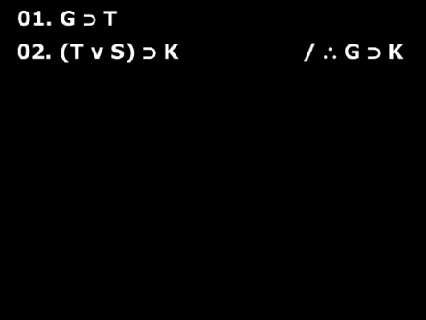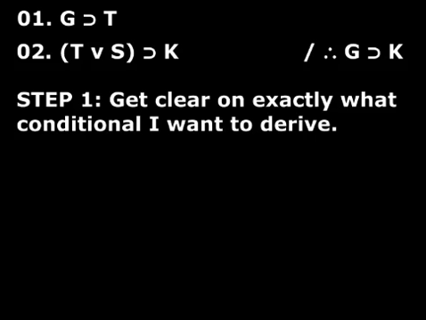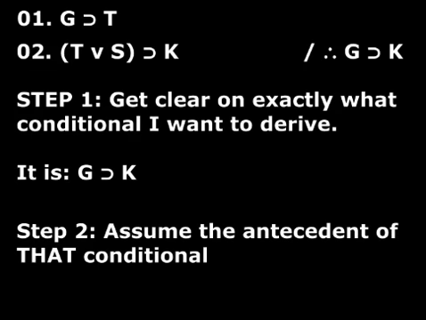Okay, so now I'm going to walk you through how to do conditional proof. Step 1. You get clear on what conditional it is you want to derive. Right now, the conditional I want to derive is the conclusion, if G then K. So I know what the conditional is I want. Step 2. I assume the antecedent of that conditional. So I'm going to go ahead and do that.